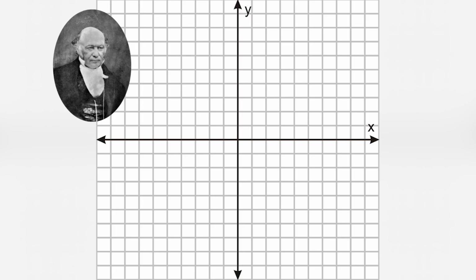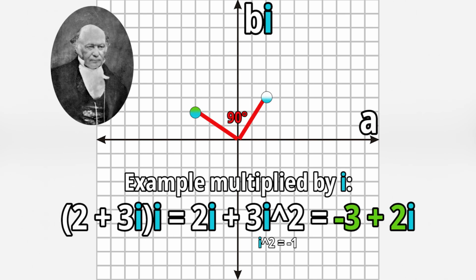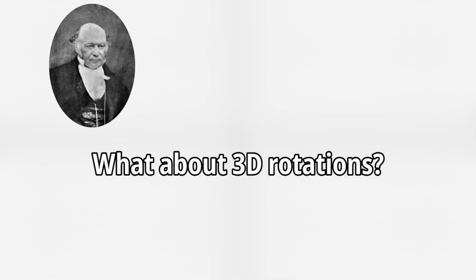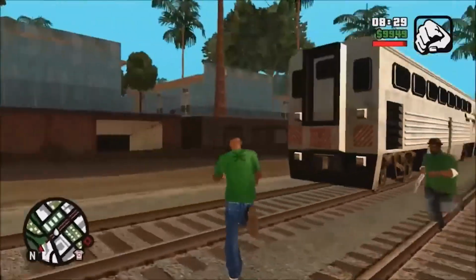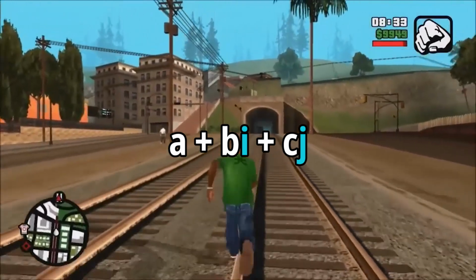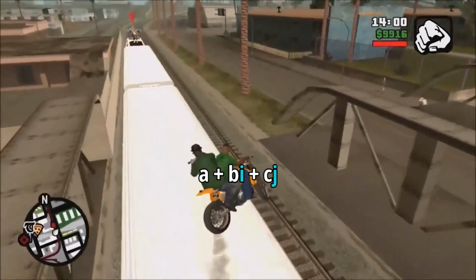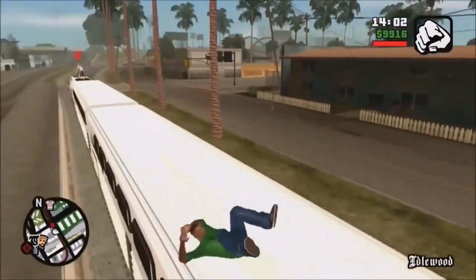He was aware that complex numbers can be presented on a plane and that a 2D rotation was playing a key role in understanding them. He kept pondering, what about 3D rotations? Convinced that there has to be a construct for those, he worked for years on the sums of three components, a plus bi plus cj. However, the maths wasn't mathing, and Hamilton was left stranded.